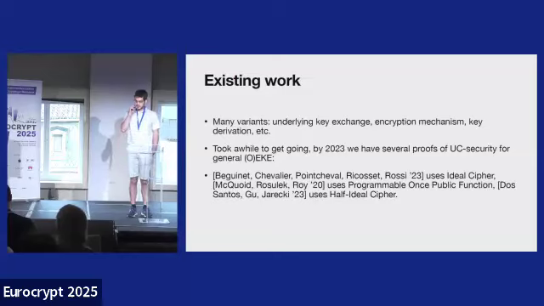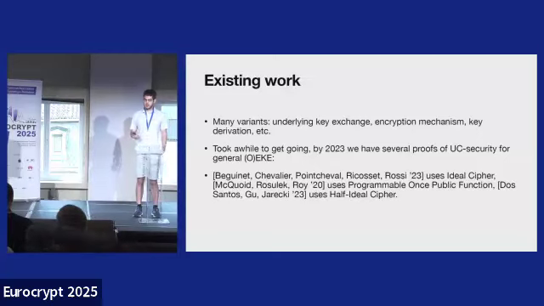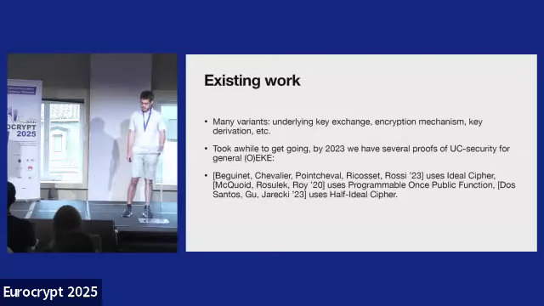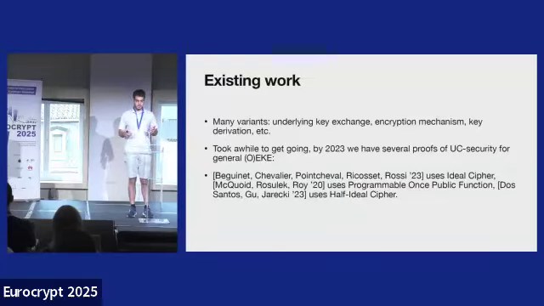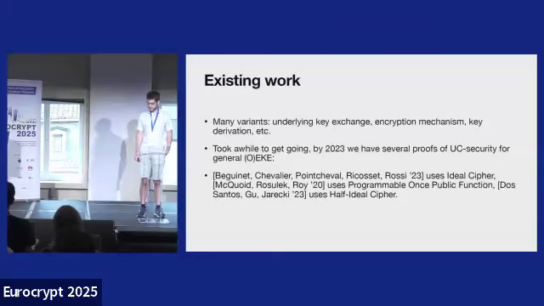So what's the existing work on OEKE and EKE? There's lots of variants. You can change what kind of key exchange you use. You can change how you're encrypting messages. You can change how you derive the key. Maybe you hash in the password when you derive the key. Maybe you hash the transcript in, et cetera. This took a while to get going since the 90s, but by 2023, we had several proofs of UC security for general OEKE and EKE, where I have an arbitrary two-round key exchange that I'm starting with. This is some of these works.